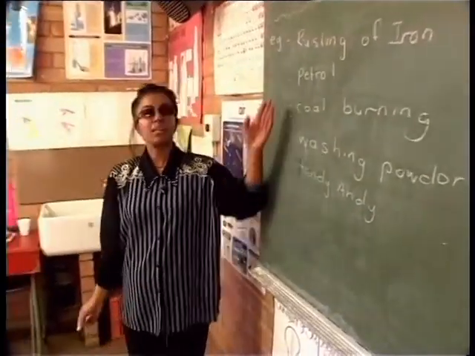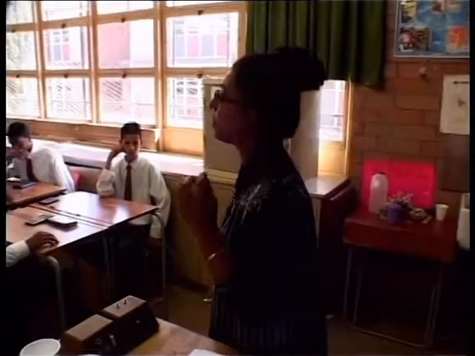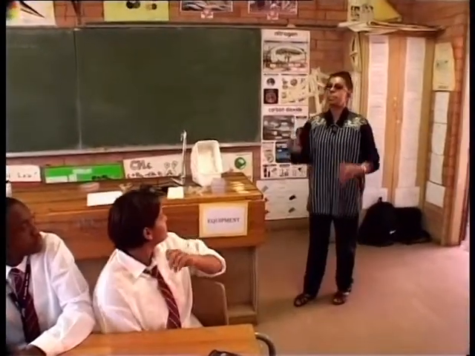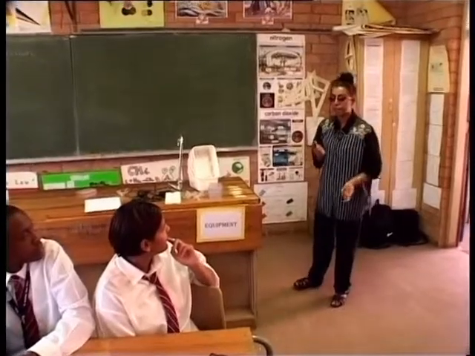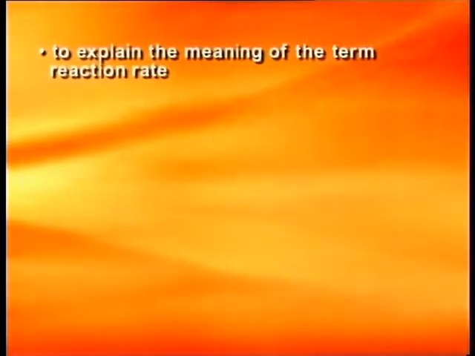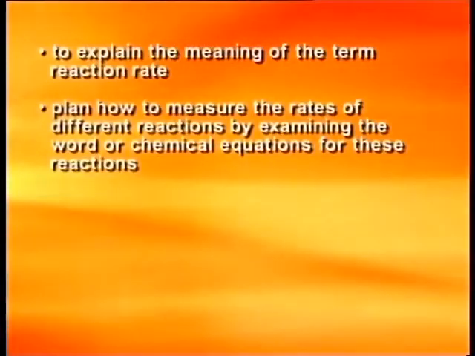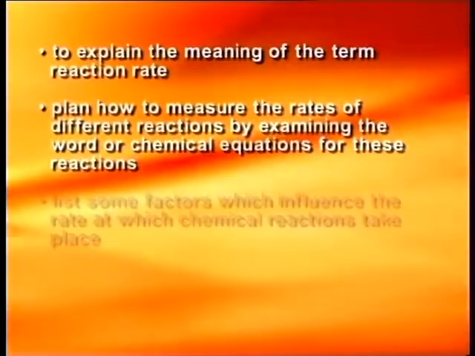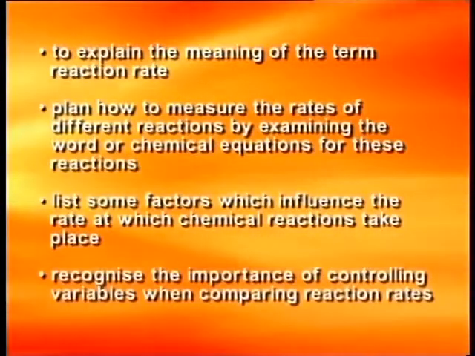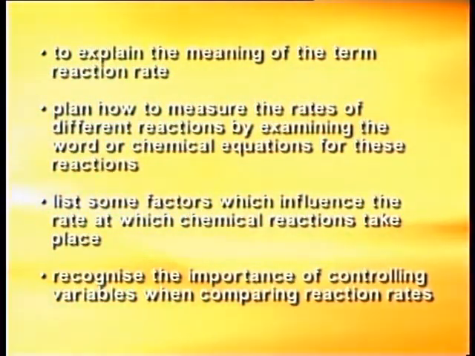Right. These are all simple chemical reactions that we come across in our day-to-day lives. We are now going to discuss the rate of chemical reactions. The intended outcomes for the learners are to explain the meaning of the term reaction rate, plan how to measure the rates of different reactions by examining the word or chemical equations for these reactions, list some factors which influence the rates at which chemical reactions take place, and recognize the importance of controlling variables when comparing reaction rates.